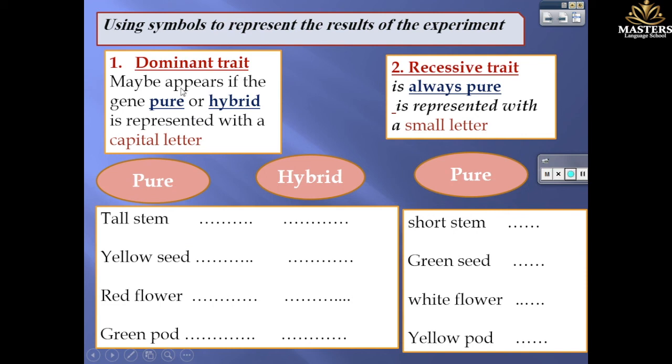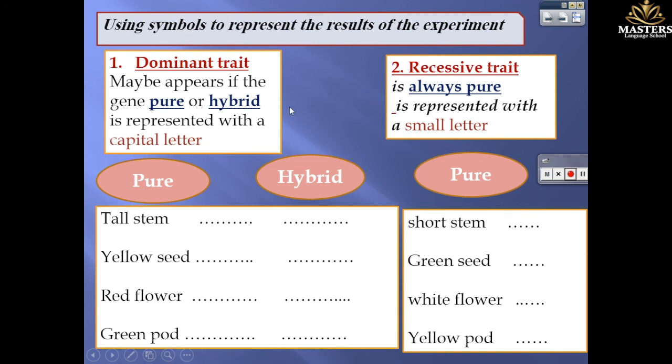The dominant trait may appear if the gene is pure or hybrid. We said before, pure means the two genes are similar and hybrid means the two genes are different. Maybe the dominant trait appears if the gene is pure or hybrid.